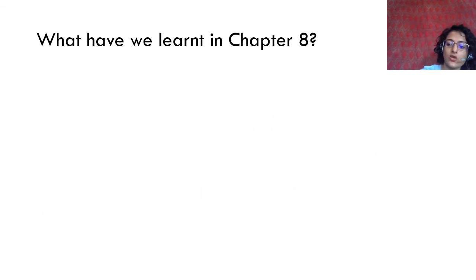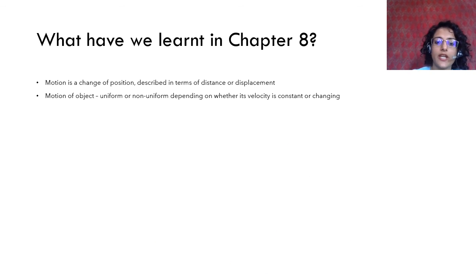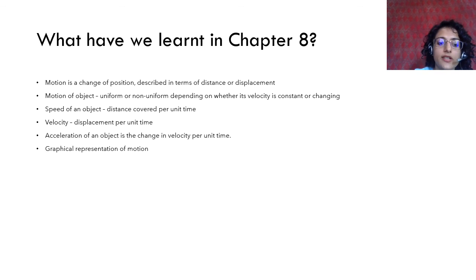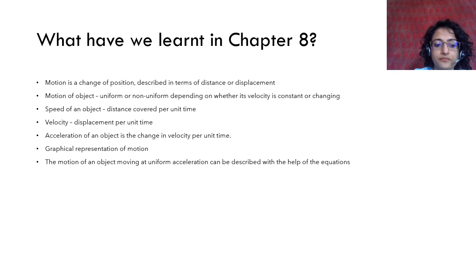So this is all that we have learned in chapter 8. Motion is a change of position described in terms of distance or displacement. Motion of an object is uniform or non-uniform depending upon whether the velocity is changing or constant. Speed of an object is distance covered per unit time. Velocity is displacement per unit time. Acceleration of an object is a change in velocity per unit time. Then we saw the graphical representation of motion. We saw distance time graph, velocity time graph.